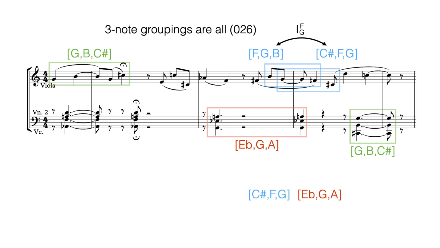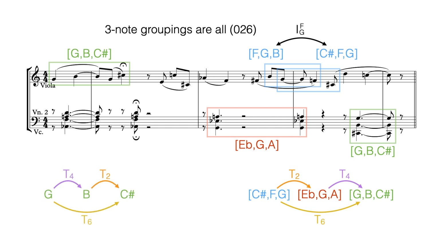Taking the 3 different transpositionally related forms of 0, 2, 6 in the passage, we note that they are connected by the same intervals of transposition, 2, 4, and 6, as the intervals formed among the notes of the motive itself. So G, B, and C sharp contain a 2, a 4, and a 6. And the same intervals of transposition connect the transpositionally related forms of 0, 2, 6.